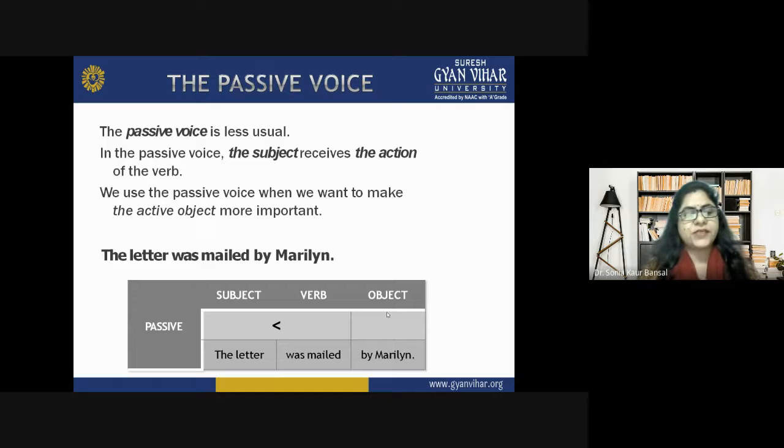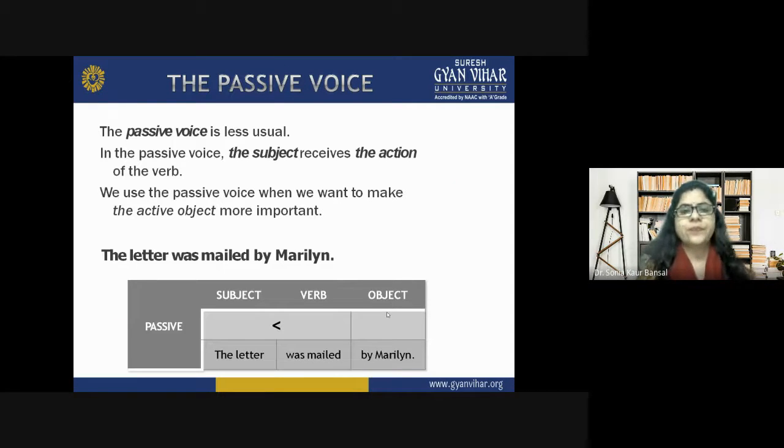This is the passive voice sentence. Now you can see the division of subject, verb and object in the sentence: the subject has now become the letter, the verb is was mailed, which we have already converted from active to passive voice, and the object is now by Merlin. So this is how the focus is shifted from Merlin to the letter. The letter was mailed by Merlin. Now if we ask by whom this letter was mailed, it is Merlin. Or what was mailed by Merlin? The letter. So the focus is really shifting from subject to object.